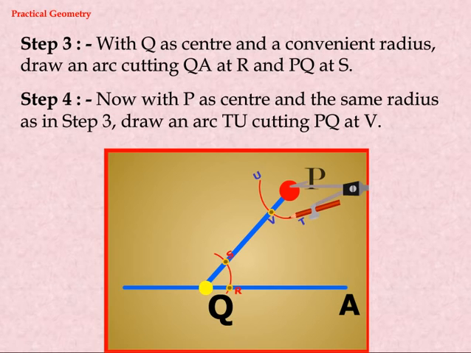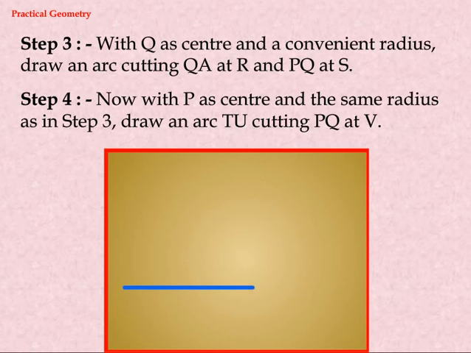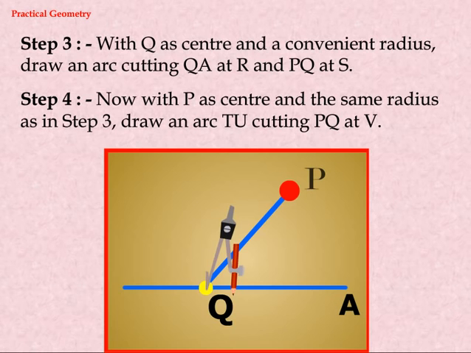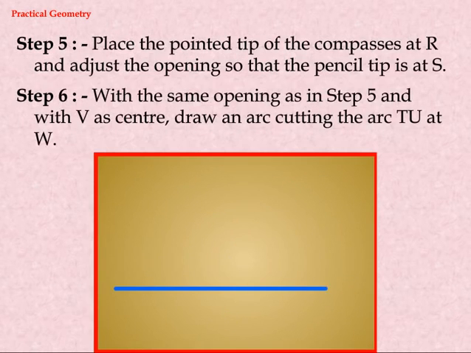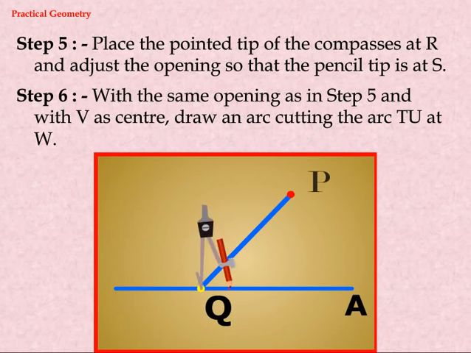Step 4. Now with P as center and the same radius as in step 3, draw an arc TU cutting PQ at V. Step 5. Place the pointed tip of the compasses at R and adjust the opening so that the pencil tip is at S.